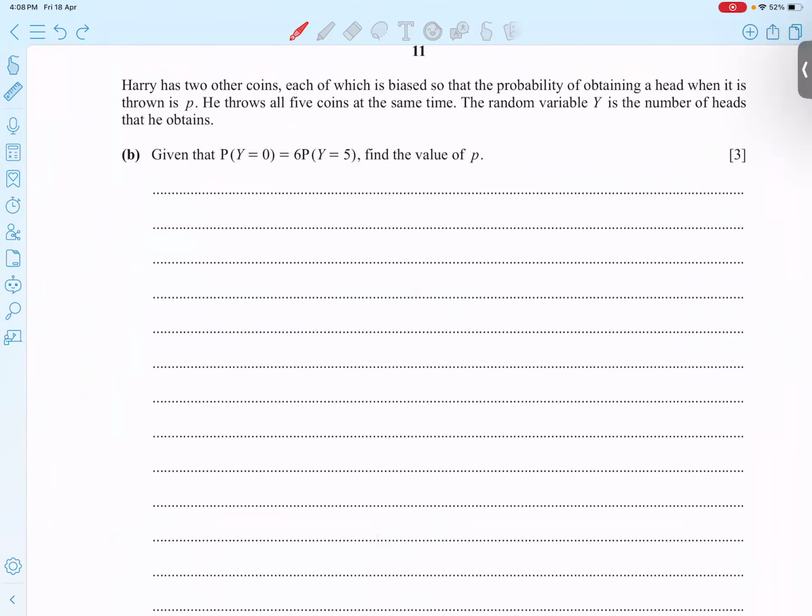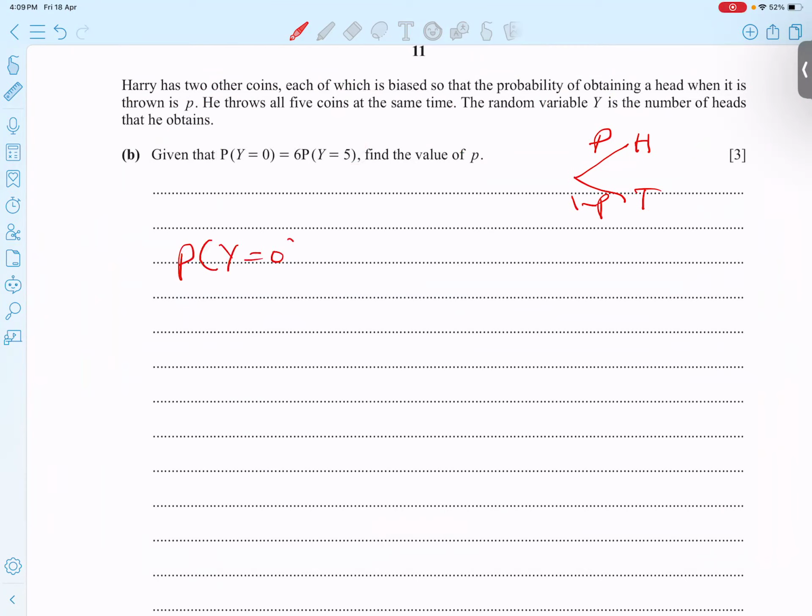Harry, as he mentioned in this part, has two other coins except those top three, and the head chance is P. So I'm writing it here: head chance is P, and tail chance is naturally 1 minus P. According to the situation, the student throws 5 coins at the same time, the 3 previous and 2 new, and Y is the number of heads obtained. Again, we have to concern heads, given this data, and we have to find P. So let me write this data.